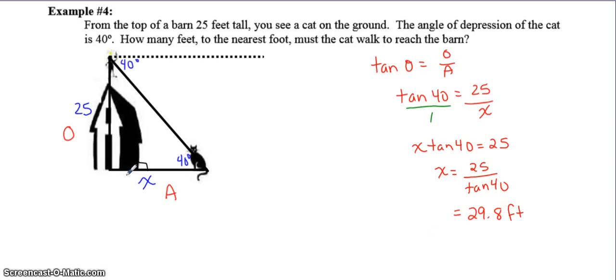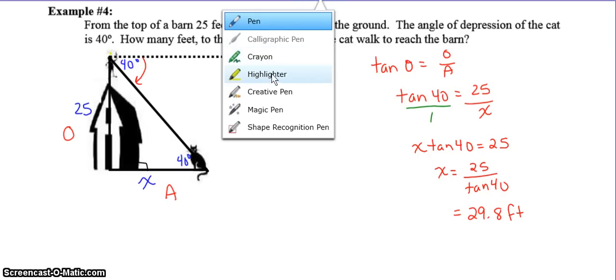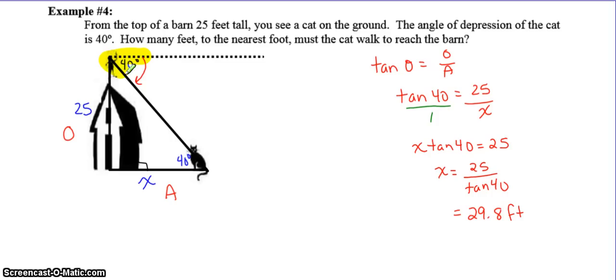So to start with, the barn is 25 feet tall. So you're looking here, you see a cat on the ground. The angle of depression is 40 degrees. So what you want to remember, angle of depression goes from the horizontal downwards. Then, because of the Z pattern, that 40 degrees of the angle of depression is the same as the angle of elevation for the cat of 40 degrees.